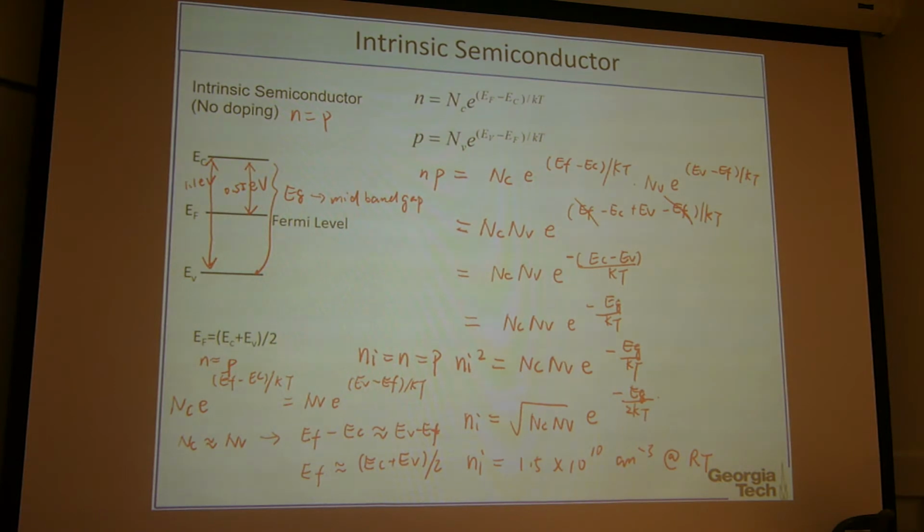So any questions? What is Ni? Ni is defined as the intrinsic carrier density when you talk about the intrinsic semiconductor. N equals P equals Ni. And it corresponds to the Fermi level in the middle. And sometimes this Fermi level in the middle, we also call it EI, the intrinsic Fermi level.